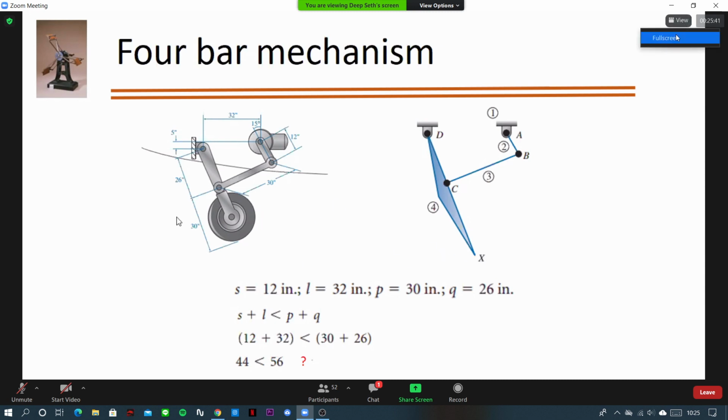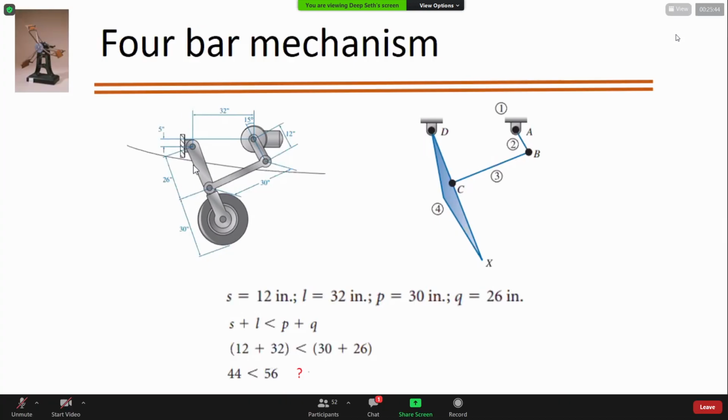So this is your point C, D. This is your link 3, this is link 4, this is link 2, and this fixed one is link 1. First we will determine the shortest, longest, and other two lengths. The shortest you are seeing here is 12 inches. Longest is 32 inches. P is 30 and the other, Q, is 26. When you add them up, shortest plus longest and P plus Q, you are getting 30 plus 26 over here, so that's 56, and the other side is 44.